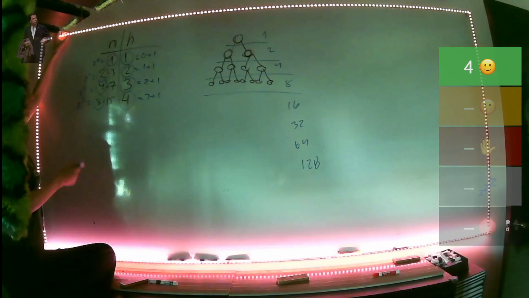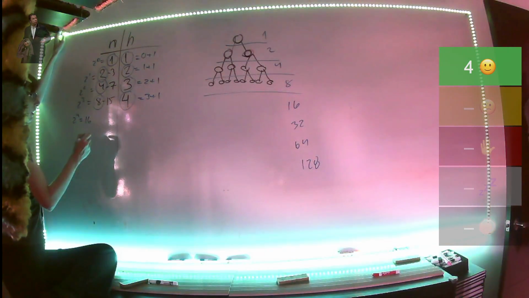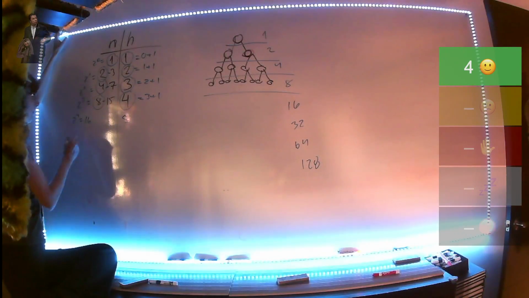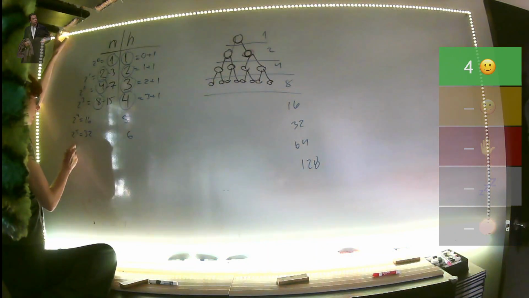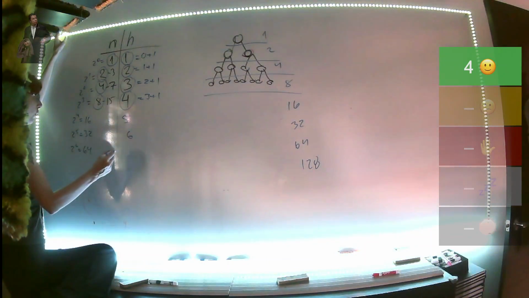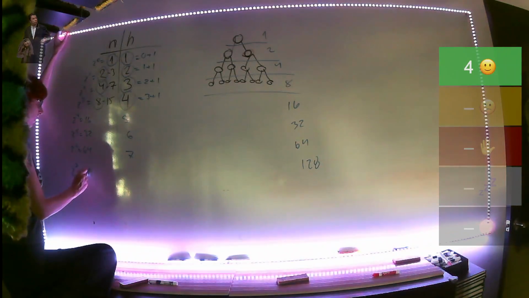I'm going to have a 2 to the 4th, which is a 16 here. I'm going to have a 5 here. Then I'm going to have a 2 to the 5th, which is 32 here. I'm going to have a 6 here. 2 to the 6th, that's 64. And I'm going to have a 7 here. 2 to the 7th, that's 128. And I'm going to have an 8 here.